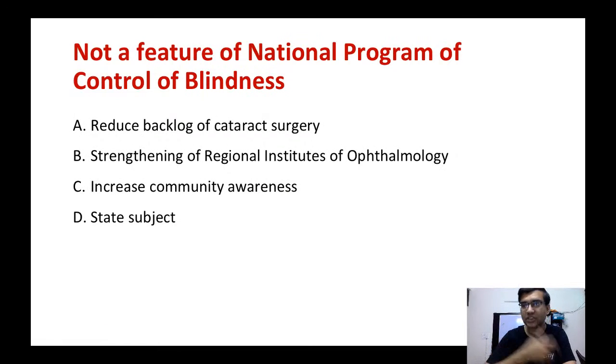That is the next question. The next question is: not a feature of the National Program for Control of Blindness. Your options are A, reduce backlog of cataract surgery, B, strengthening of the regional institutes of ophthalmology, C, increasing the community awareness, and option D is state subject. Which of the following is not true regarding the National Program for Control of Blindness?